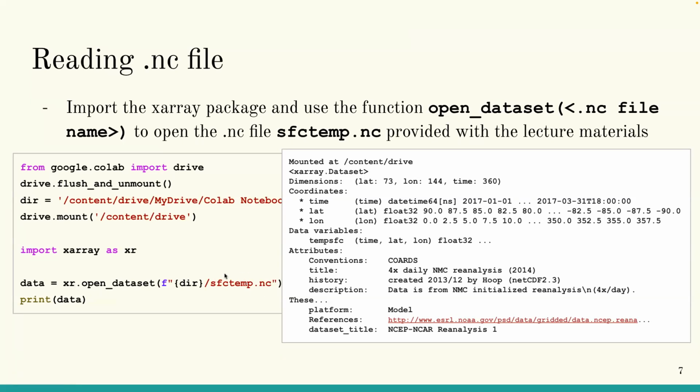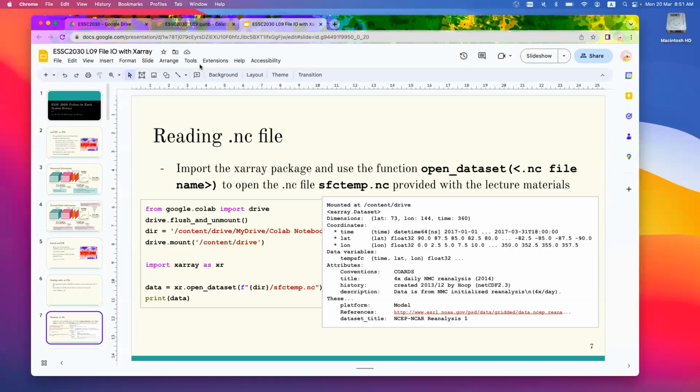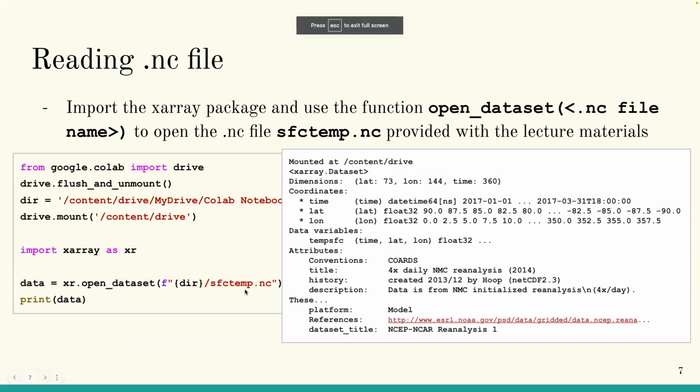This NetCDF file, .nc, is included in the Blackboard. You can try that, and then put that in your Google Colab folder. Then we read that, and the data set will be stored in this data variable. So this data variable is an object storing everything. When you want to read the NetCDF file, you need to start with this, data.